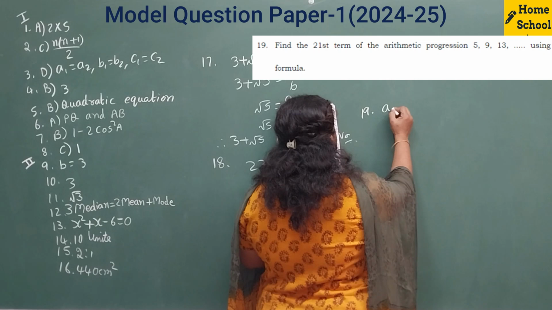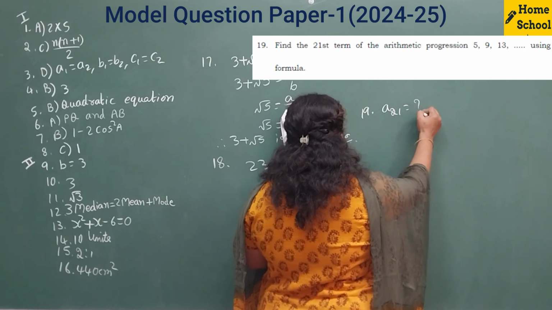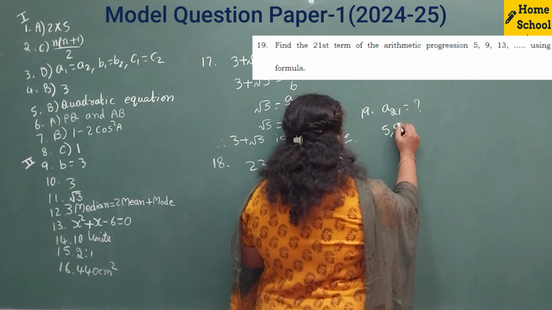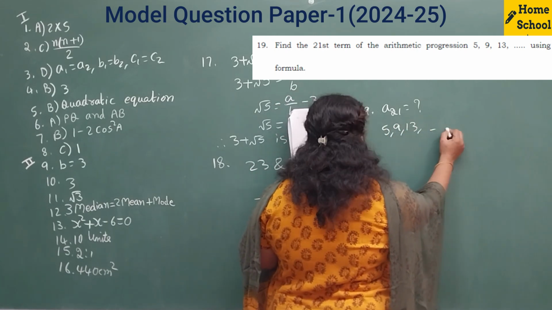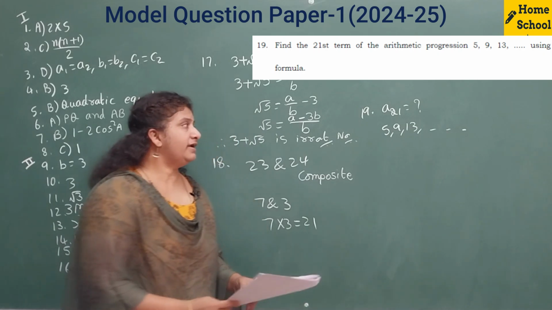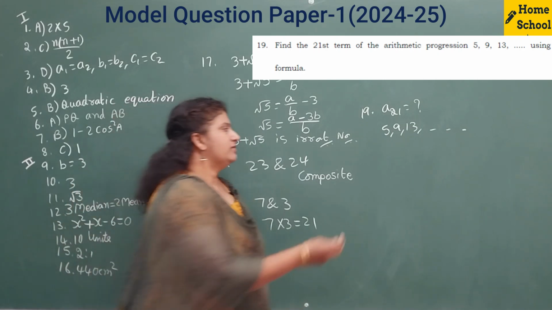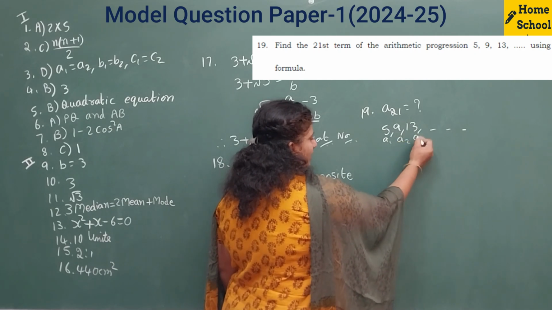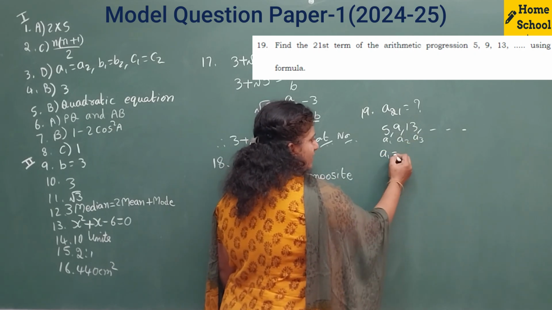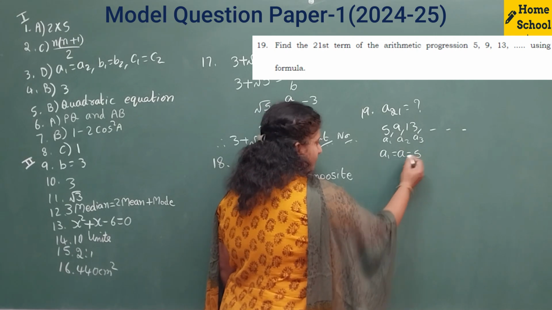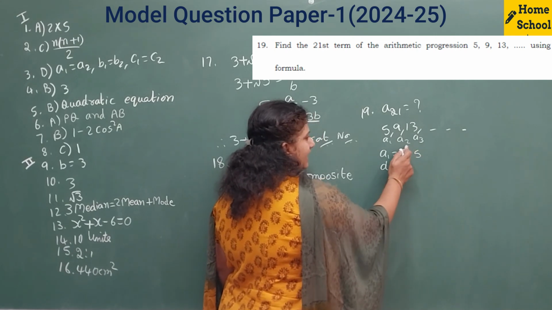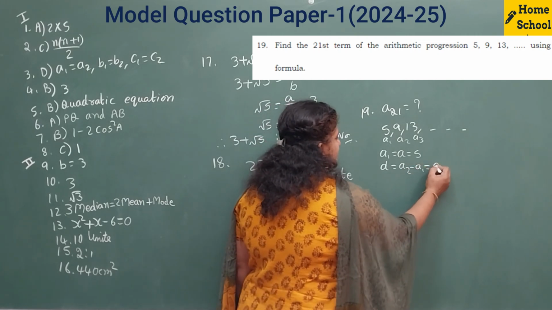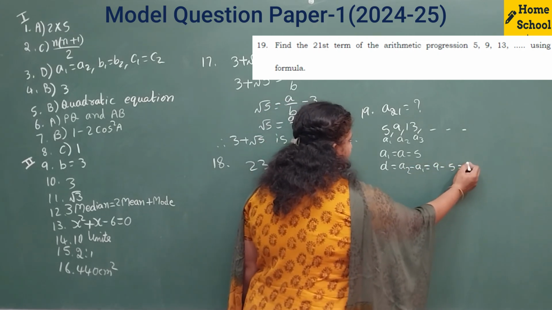Find the 21st term, that means A21 is equal to question mark, of the arithmetic progression 5, 9, 13, and so on. Find the 21st term. Write these as A1, A2, A3. First term is A1, that is 5. Common difference, second term minus first term, that is A2 minus A1 is equal to 9 minus 5, that is 4.